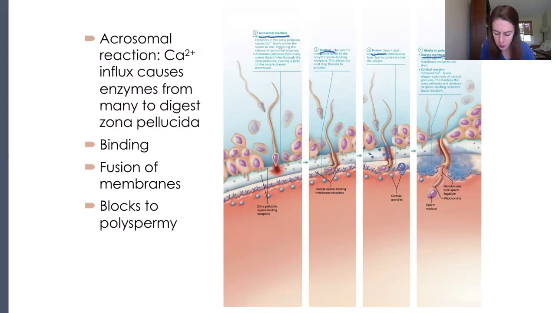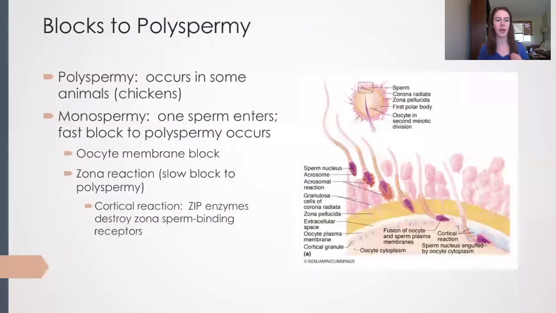And then finally, you have this cortical reaction where calcium is going to be released out of these cortical granules in the oocyte, and that'll secrete calcium into the zona pellucida, and those receptors in the zona pellucida will also be destroyed. So a kind of three-step process: take the receptors out of the plasma membrane, calcify the zona pellucida, and destroy the receptors in the zona pellucida. So that's how we block polyspermy.